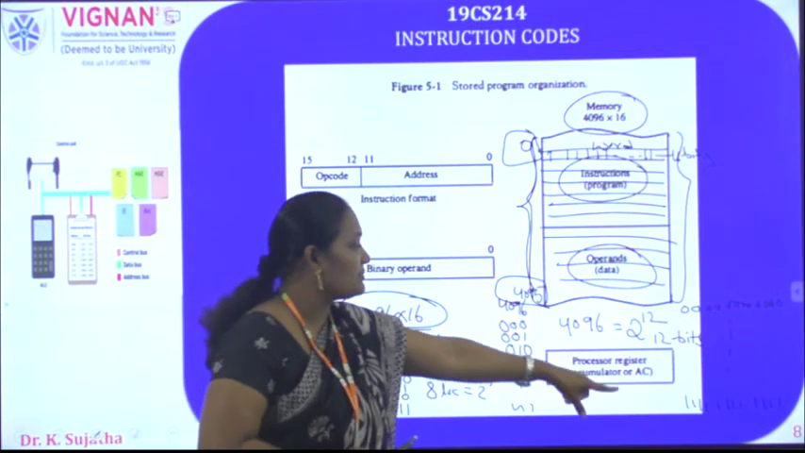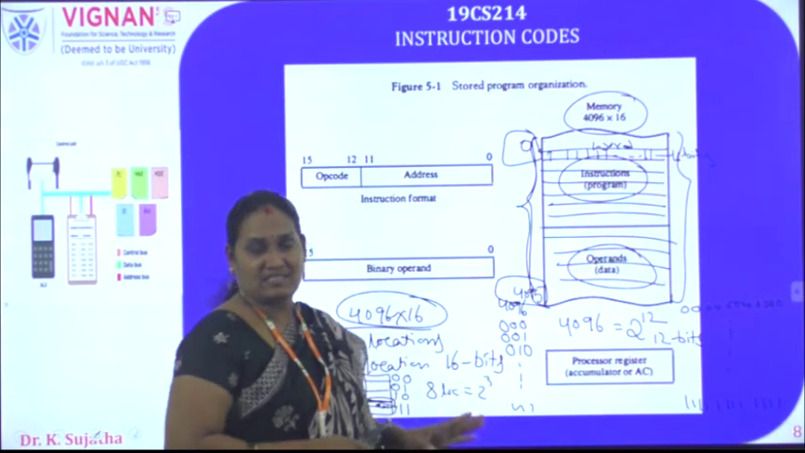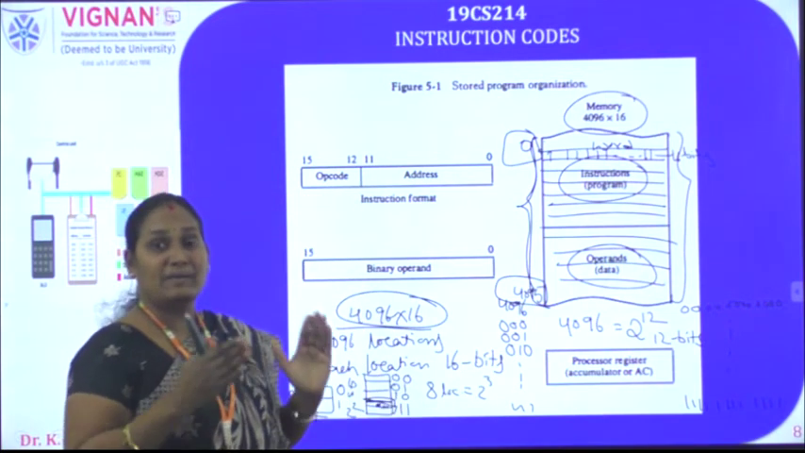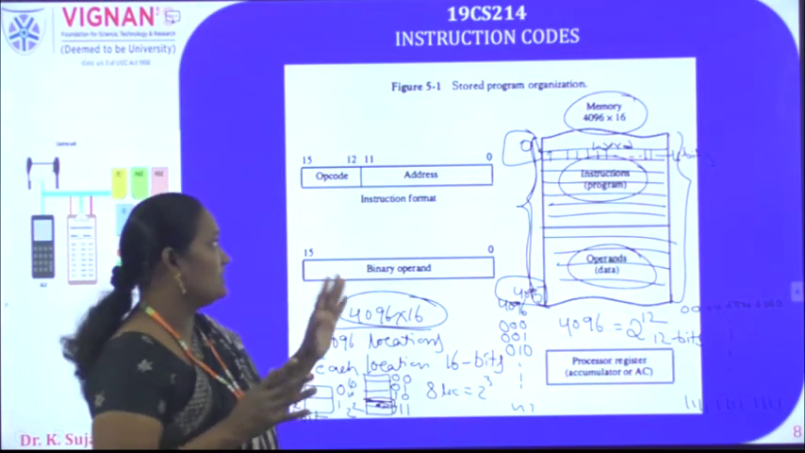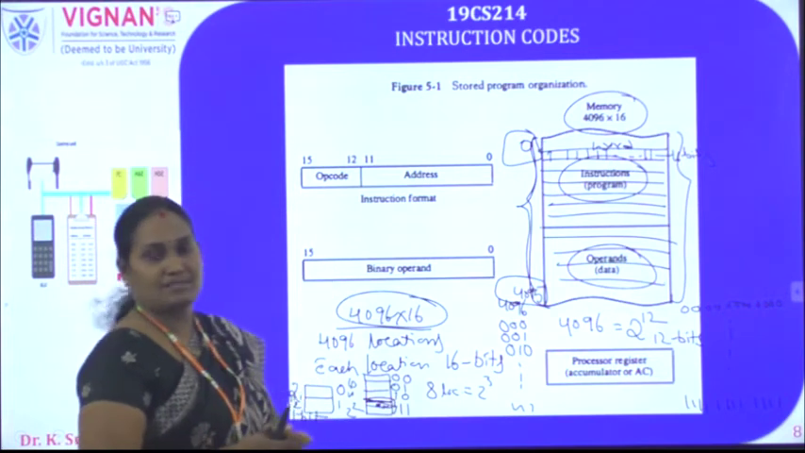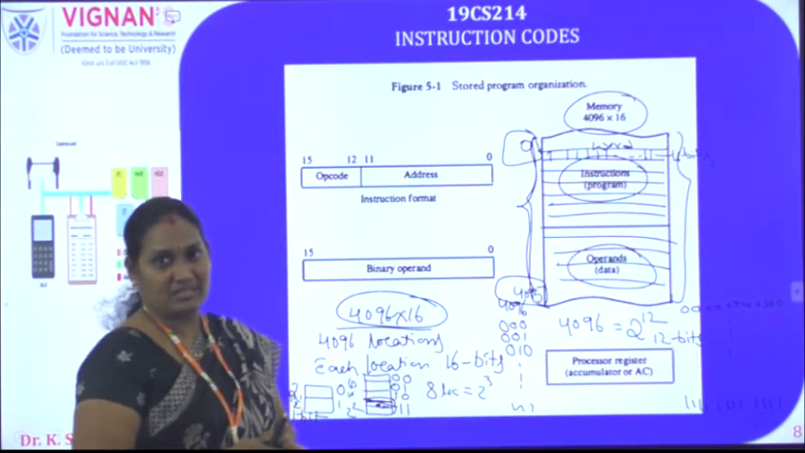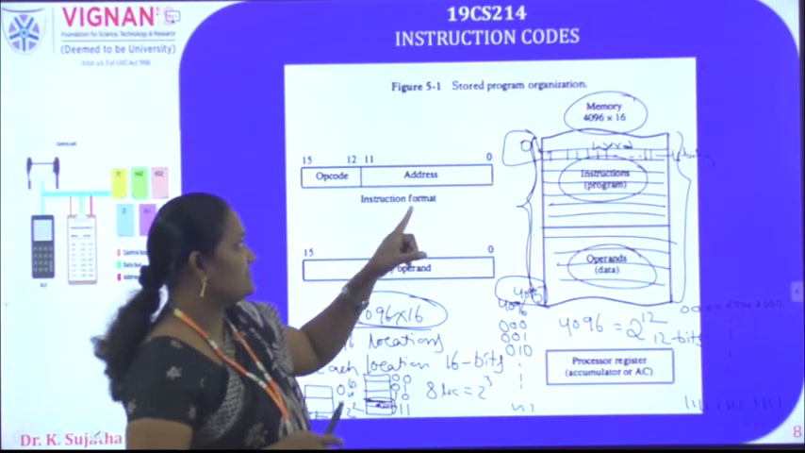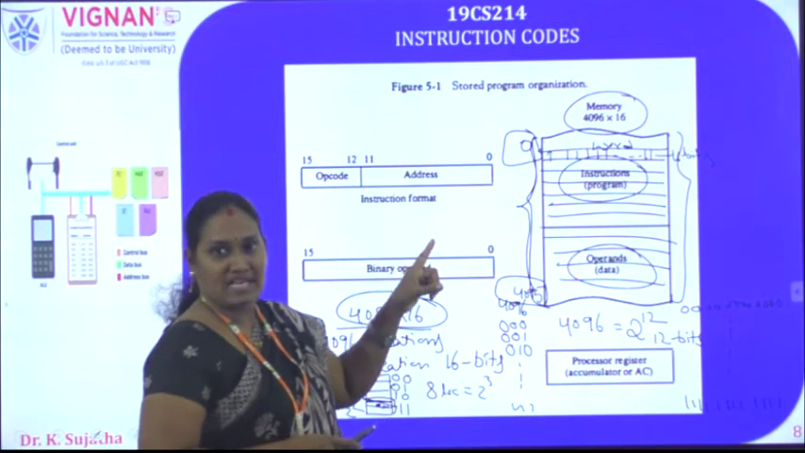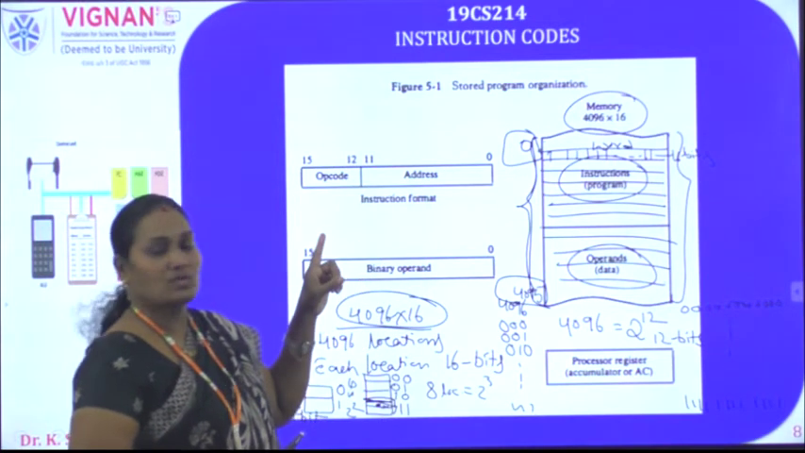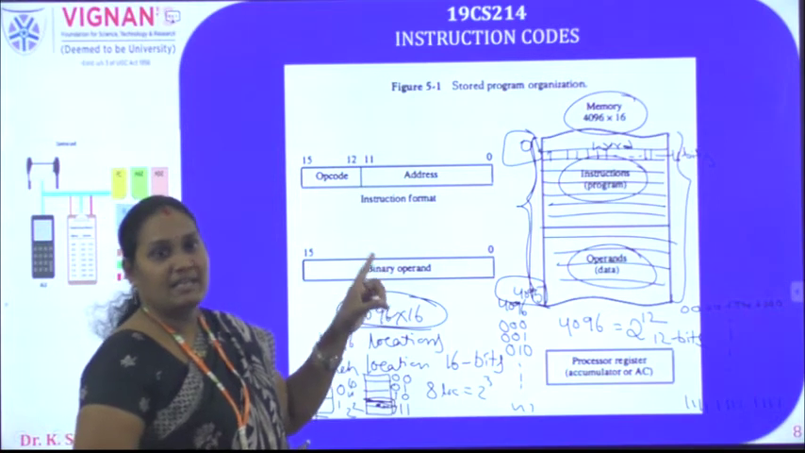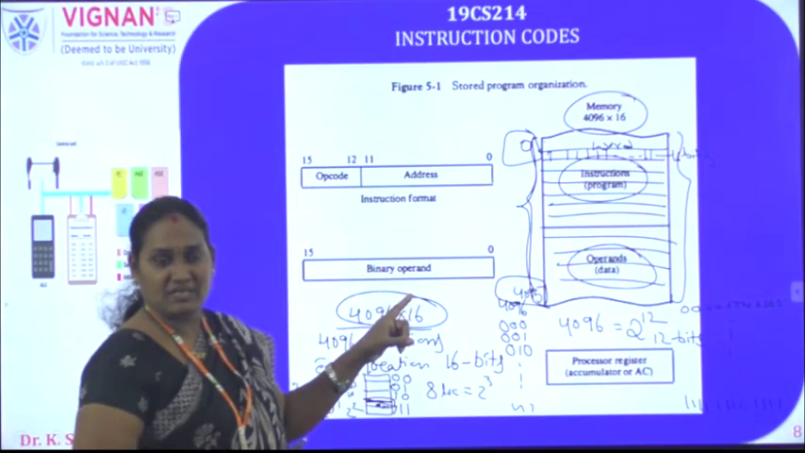4096 locations can be represented by using 12 ones. Like that, we need 12 bits for the representation of the address of each location. I hope that you all understood what that basic system is and what its configuration is. Now, here we are taking a basic system which contains a memory of size 4096 by 16. That is, this memory contains 4096 locations. Each location can hold 16 bits of data.